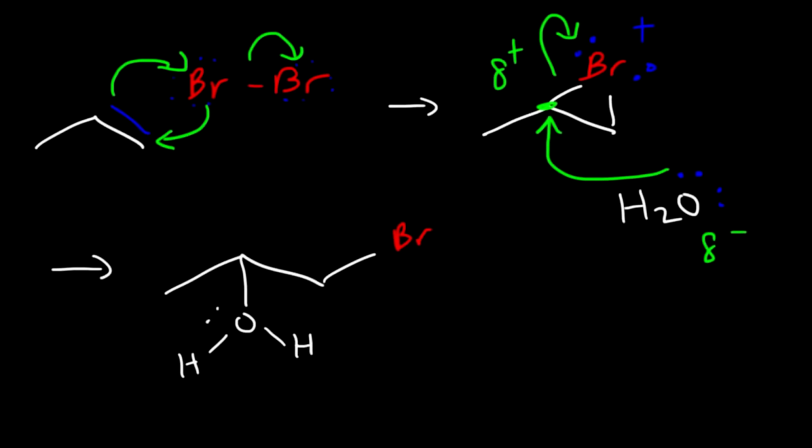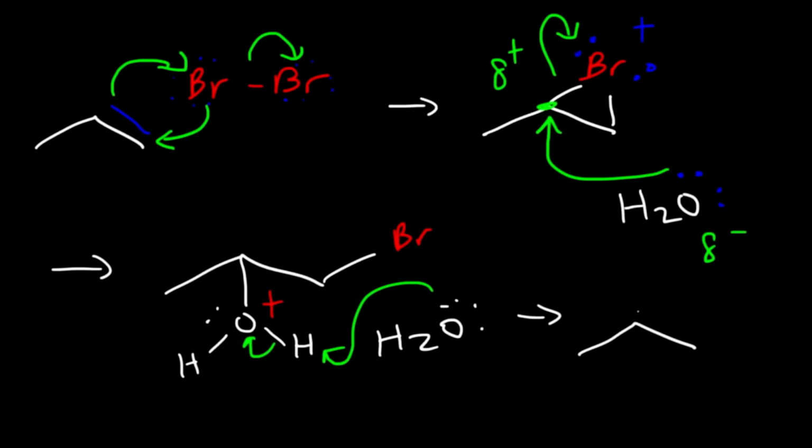Now the oxygen has a positive charge. There's one more step in this reaction. We need to use another water molecule to get rid of this hydrogen. And so this is going to be the product. It's 1-bromo-2-propanol.